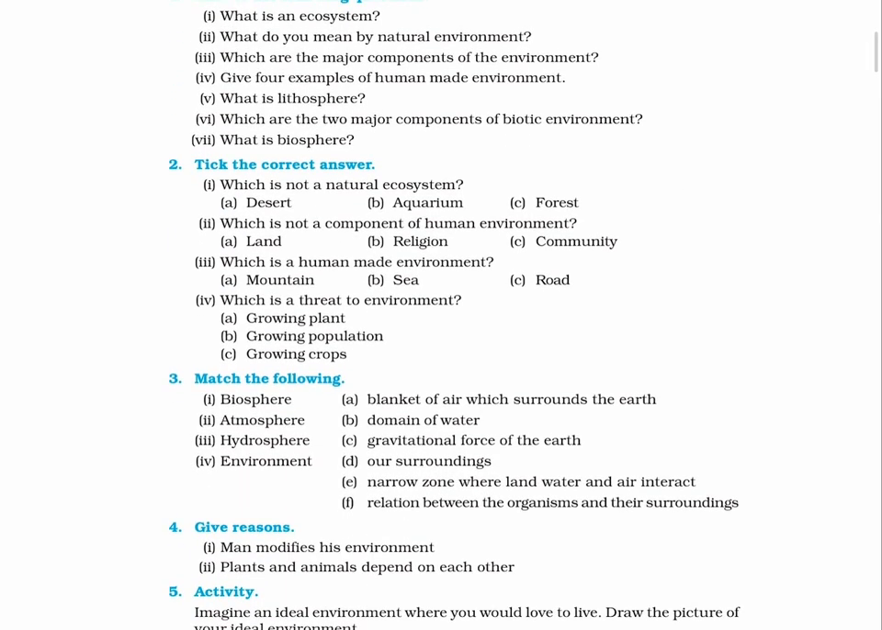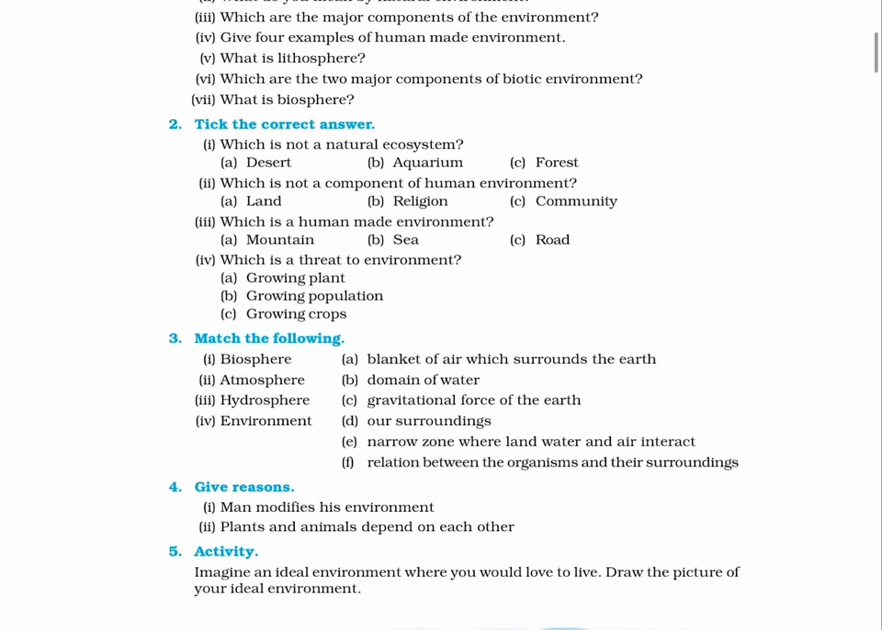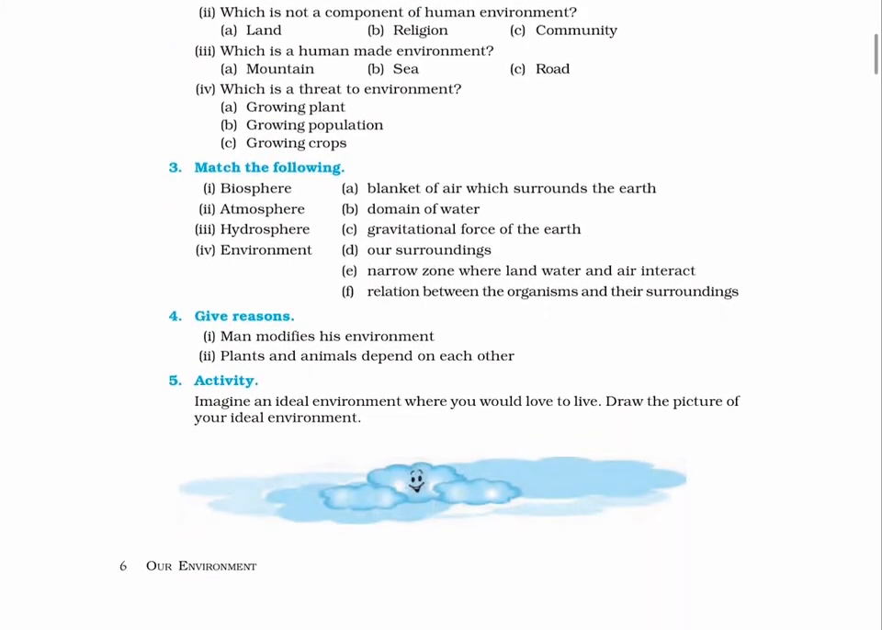Part 2. Which is not a component of human environment? A. Land. B. Religion. C. Community. Part 3. Which is a human-made environment? A. Mountain. B. Sea. C. Road. Part 4. Which is a threat to environment? A. Growing plant. B. Growing population. C. Growing crops.